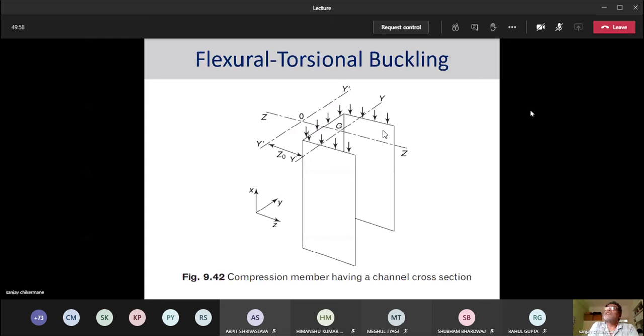Now, the geometric stiffness, which is the stiffness caused because of buckling, can either be additive to the flexural stiffness or detractive from the flexural stiffness. Are we good with this?